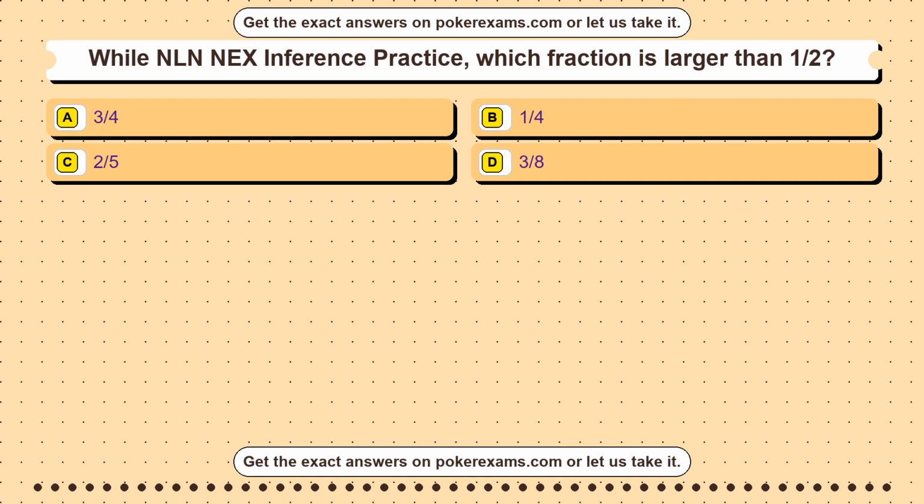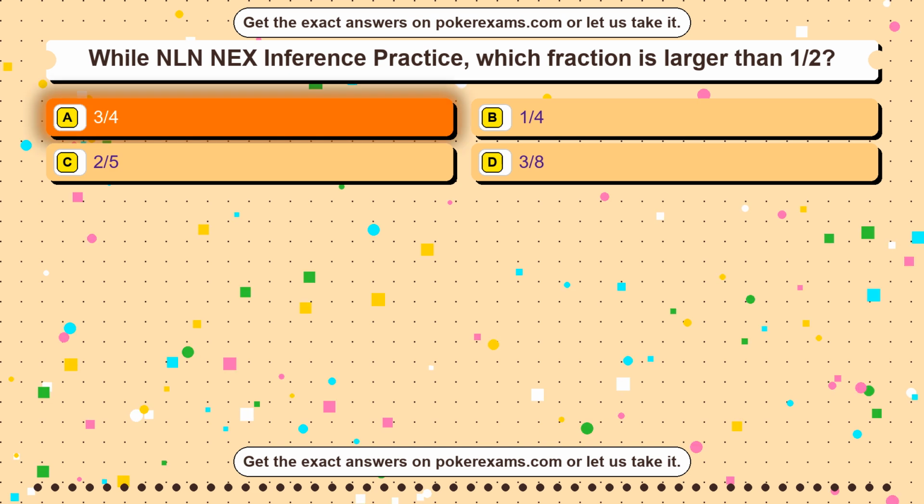Question 17. While GED graphs and data practice, which number is the median of 2, 5, 9, 10, 14? Option A, 5. Option B, 9. Option C, 10. Option D, 14. The correct answer is option A.